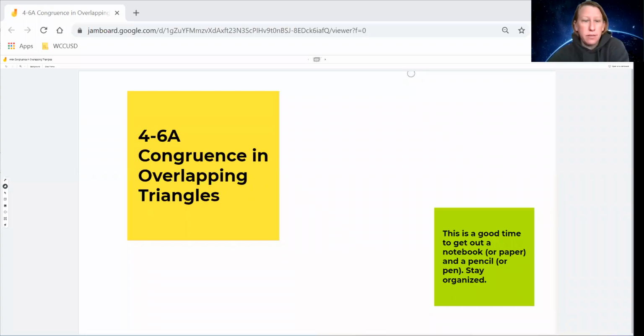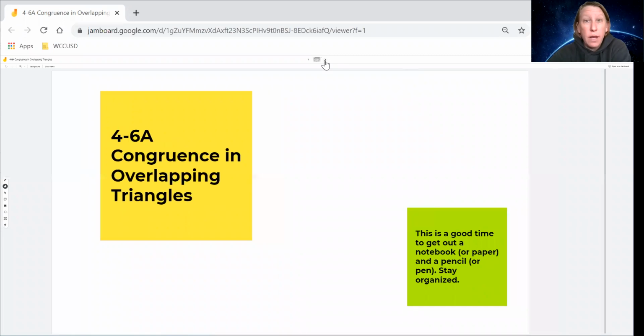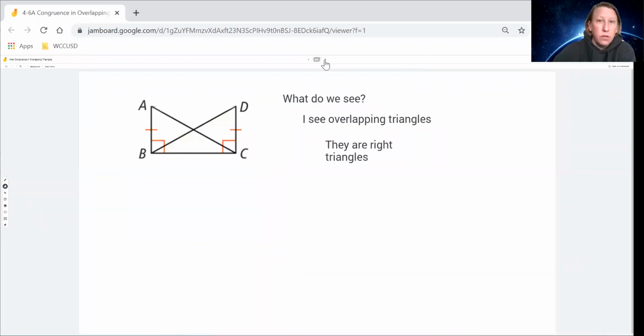Hello, students. We're doing the last section in topic 4. We're talking about congruence in overlapping triangles. So what do we see here? Yes, I see overlapping triangles and I see right triangles. Sometimes when they're overlapping, it's a little bit more difficult to see them.